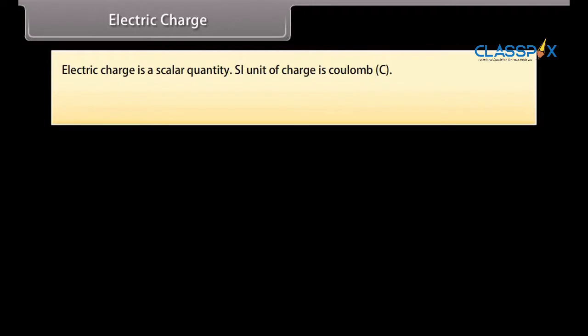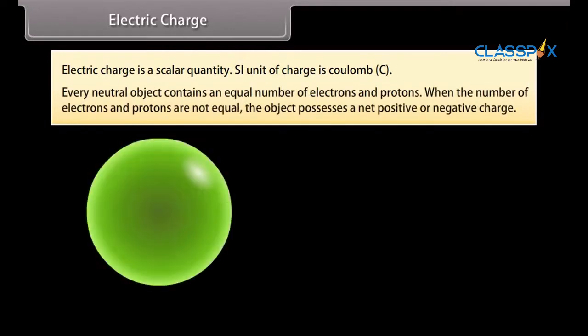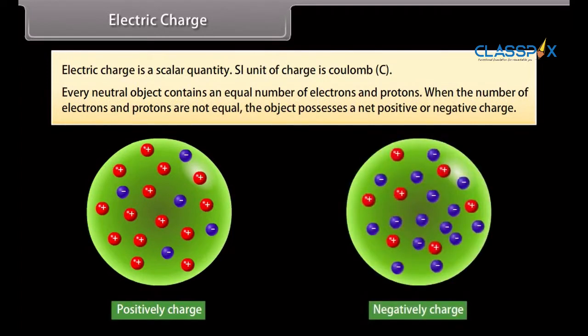Electric charge is a scalar quantity. SI unit of charge is Coulomb. Every neutral object contains an equal number of electrons and protons. When the number of electrons and protons are not equal, the object possesses a net positive or negative charge.